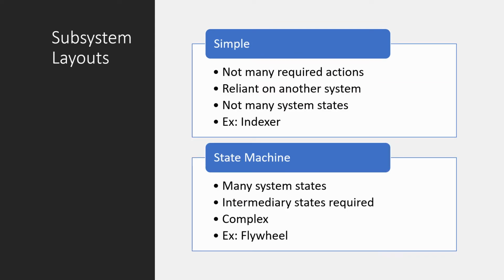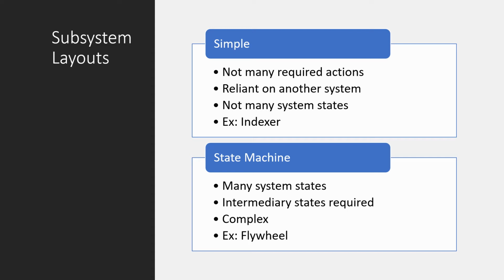Now I'm going to go over the subsystem layouts. There are two main versions of how we lay out our subsystems in the program. The first one is the simple layout. This is for mechanisms that don't have many required actions. They do the same thing over and over again. Or this mechanism is reliant on another system, or it won't need many system states. One of the simple layouts we had was the indexer on our robot. This was just a wheel that spun until a sensor sensed the ball coming in, and that's all it did the whole time. So we didn't have to have a really fancy control algorithm for this.